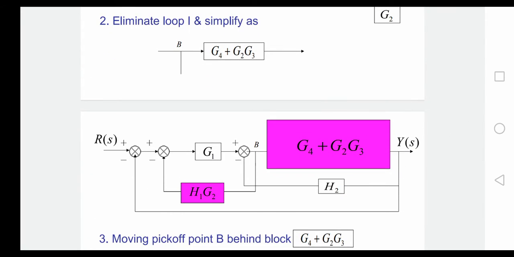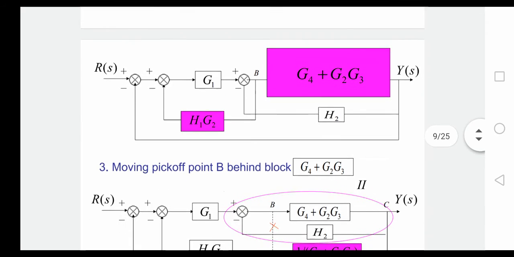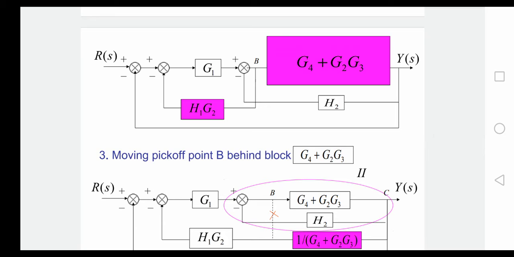Now what is the next step we are having? Which point we are disturbing, we need to identify. Here B, again if we remove the point B, then this complete thing will become one closed loop, so that we can simplify it. So again what I am going to do is move the pickup point B behind the block G4 plus G2 G3.